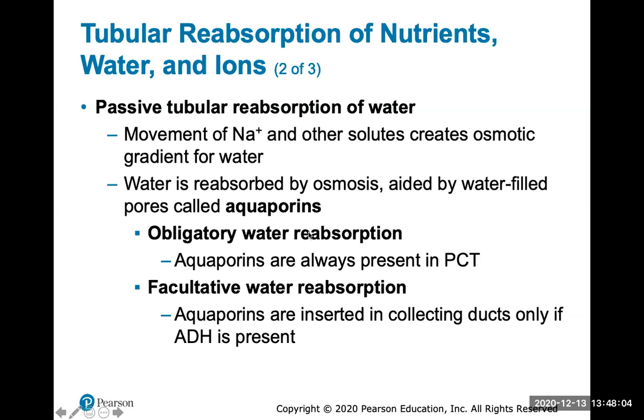Obligatory water reabsorption, these aquaporins are present in the proximal convoluted tubule, and then facultative water reabsorption, aquaporins will be inserted in collecting ducts only if antidiuretic hormone is present. If you remember, antidiuretic hormone reabsorbs more water back into the bloodstream, so you urinate less, more concentrated urine, but less water out. So ADH just puts more aquaporins in.